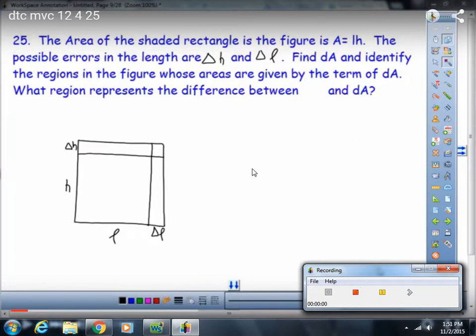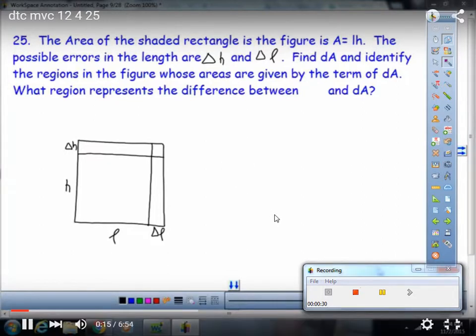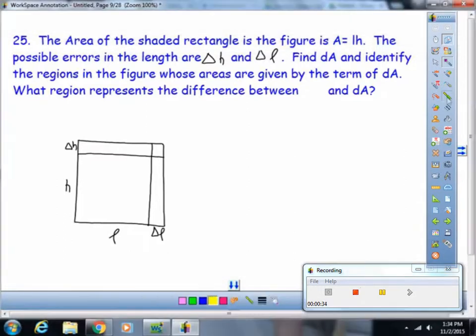We're trying to explain the difference between dA and delta A here, okay? This is question 25. You'll see that I'm going to fill in a couple things here. You're given a rectangle whose area is LH. That's the shaded rectangle right there. You also know that you've got this delta H and delta L, and those are possible errors in the length in your measurement. You want to identify dA, and then also figure out the difference between dA and delta A.